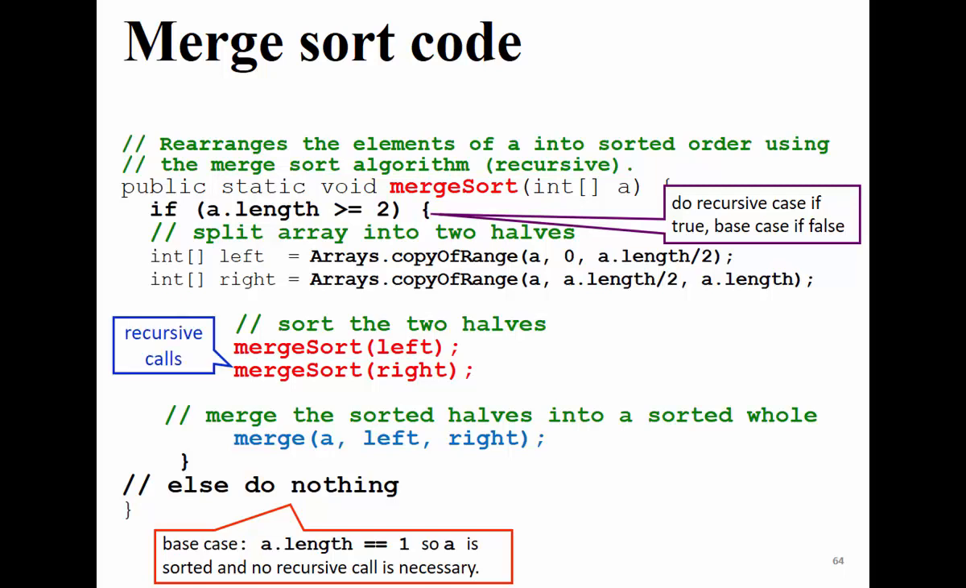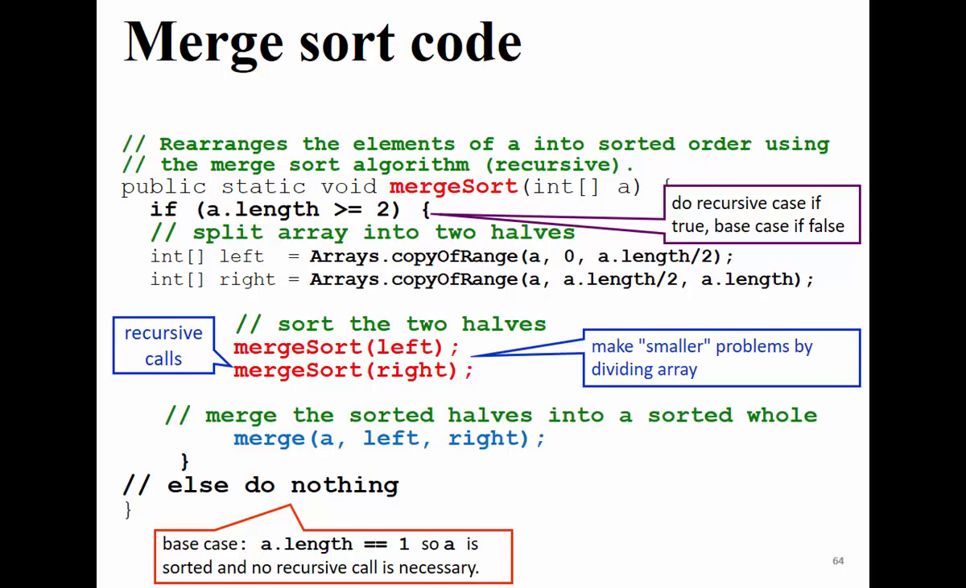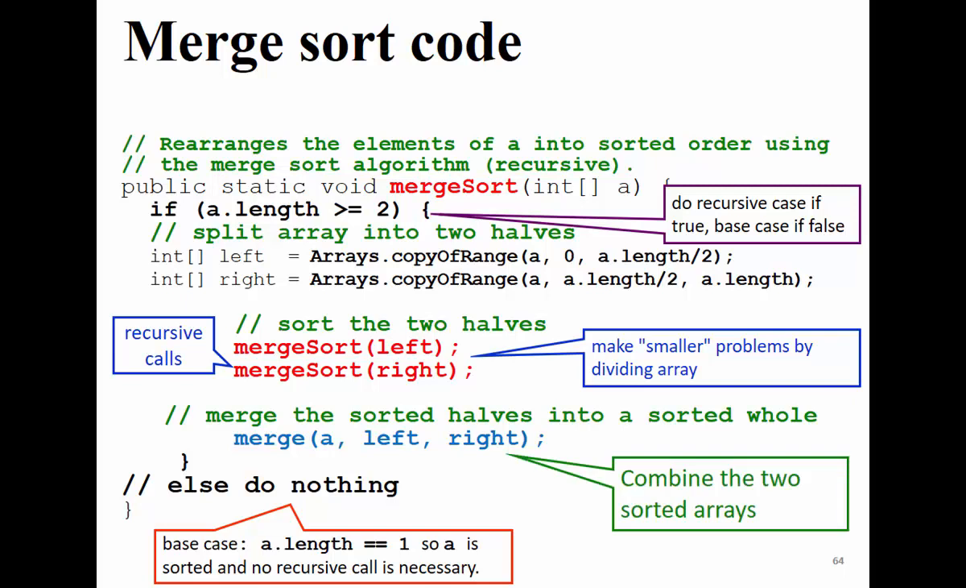Here we do the recursive call for the left half and the right half, which make a smaller array. Each recursive call makes progress toward the base case, which is reducing the size of the array each time. Now, we combine the two sorted arrays using the merge algorithm.